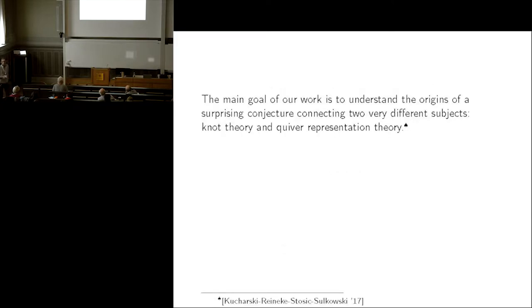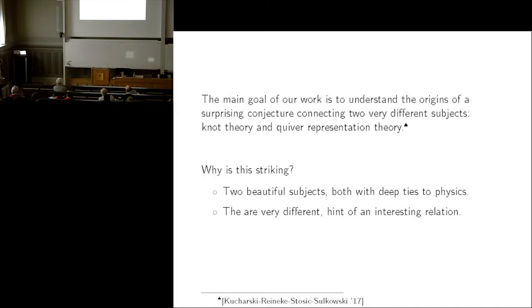So the main goal of our work was to understand the origins of a conjecture that connects two very different subjects. On one side, there is knot theory. On the other side, quiver representation theory. This conjecture came up a couple of years ago in work of Kucharski, Reinecke, Stosic, and Sułkowski, and it is quite interesting, first of all, because it relates two beautiful subjects, both of which have deep connections to physics, but also because these two subjects are very different.